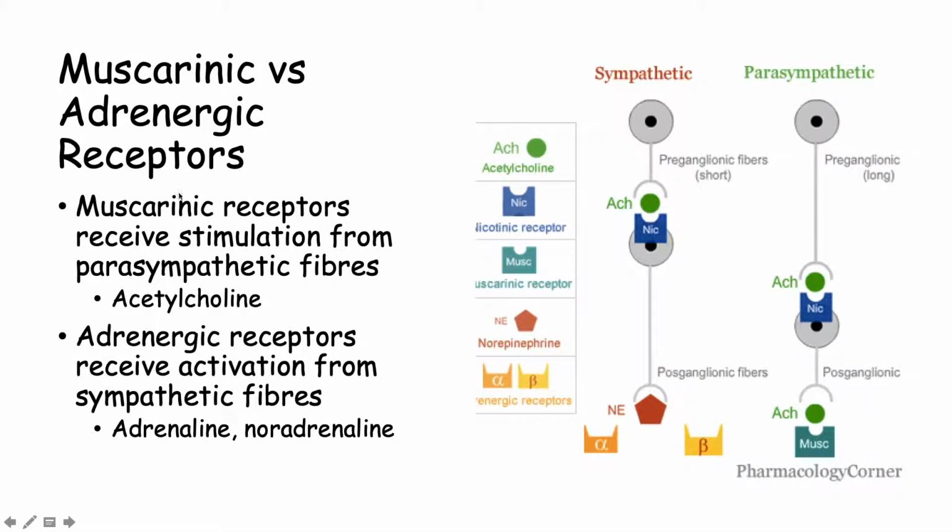What you need to know is that muscarinic receptors receive stimulation from the parasympathetic fibers, while adrenergic receptors receive activation from the sympathetic fibers. So parasympathetic is your rest and digest, and sympathetic is your fight or flight.